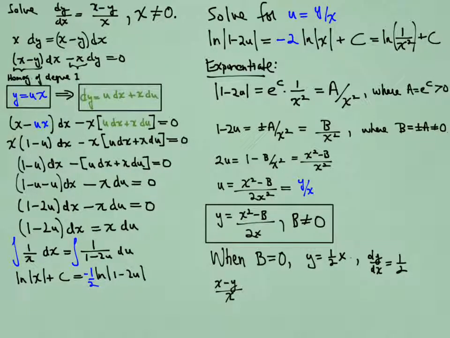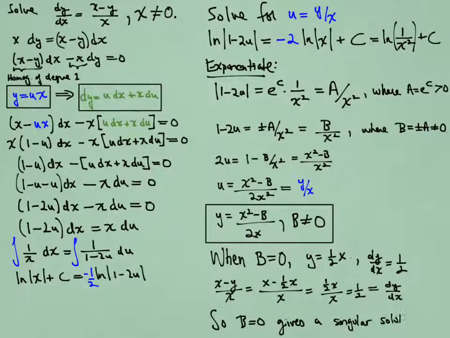So x minus y over x is equal to x minus 1/2 x. I'm putting that in for y. Simplifying. And so when I'm done, I get 1/2, and 1/2 is just dy/dx. So in fact, plugging that particular choice, that 1/2 x in for y, agreed with its derivative, and so it really is a solution to this differential equation.